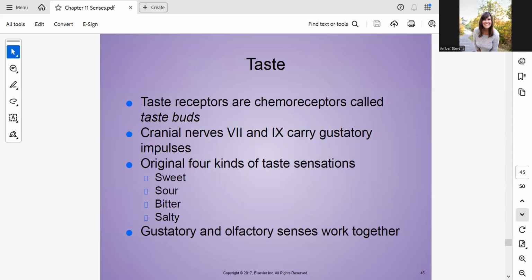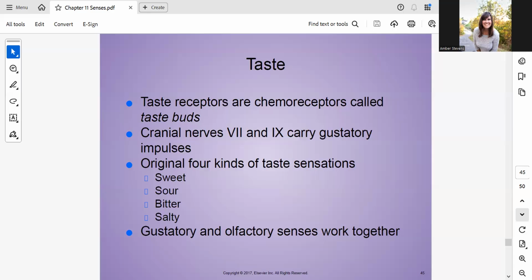So, taste is one of our primary senses. We rely on specialized chemoreceptors called taste buds, which detect and process flavors. These taste buds are located on the tongue and other parts of the mouth. They send gustatory impulses to the brain through cranial nerves 7, which is the facial nerve, and 9, which is the glossopharyngeal nerve. Traditionally, there are 4 basic taste sensations: sweet, sour, bitter, and salty.